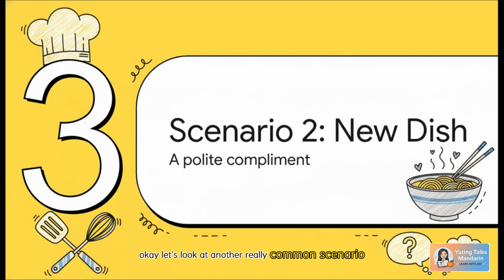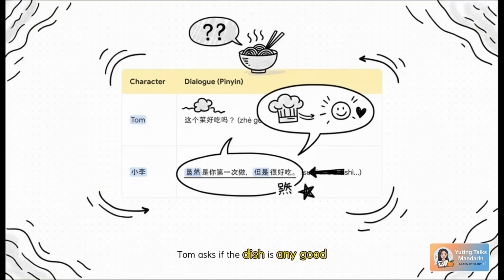Okay, let's look at another really common scenario. This time Tom's been brave, and he's cooked a meal for the very first time. Now he's asking Xiaoli for her honest opinion. Tom asks if the dish is any good. Now, what's really interesting here is how Xiaoli answers.